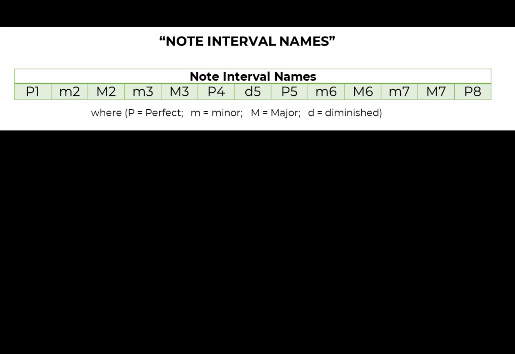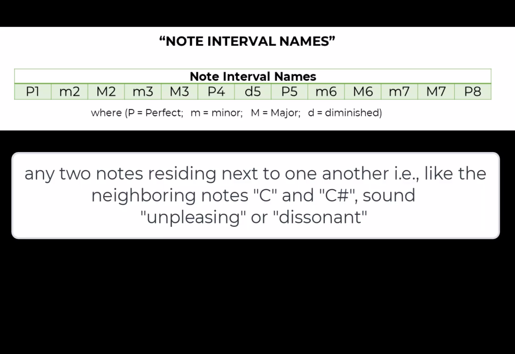Lastly, as you might imagine, some combinations of, quote, note intervals do not sound very pleasing, as you will later experience for yourself on the keyboard. Most notably, any 2 notes played simultaneously that reside next to one another, like a neighboring C and a C sharp note, if you play those together, sound very unpleasing, or what we call dissonant.